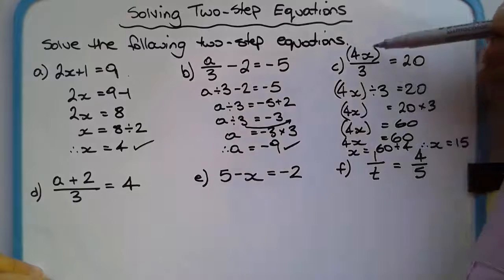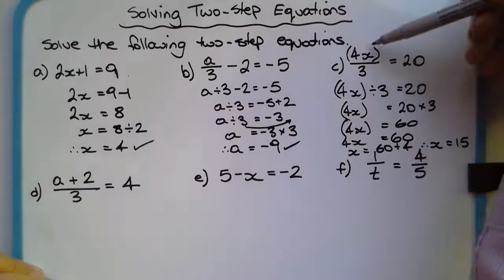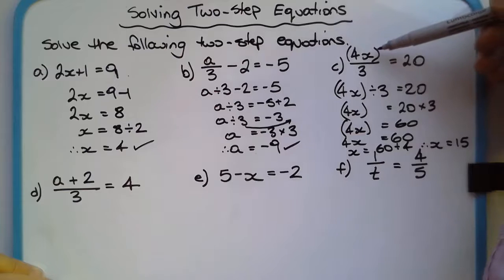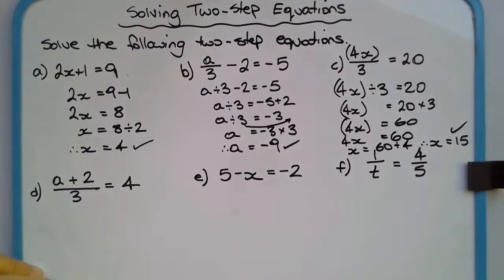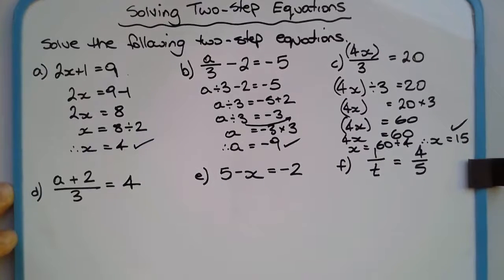Does that work? Let's see. x equals 15. Let's substitute that into the original equation. 4 times 15 is 60. 60 divided by 3 is 20. So I think we're happy with that. I'm going to squash it up a little bit there.